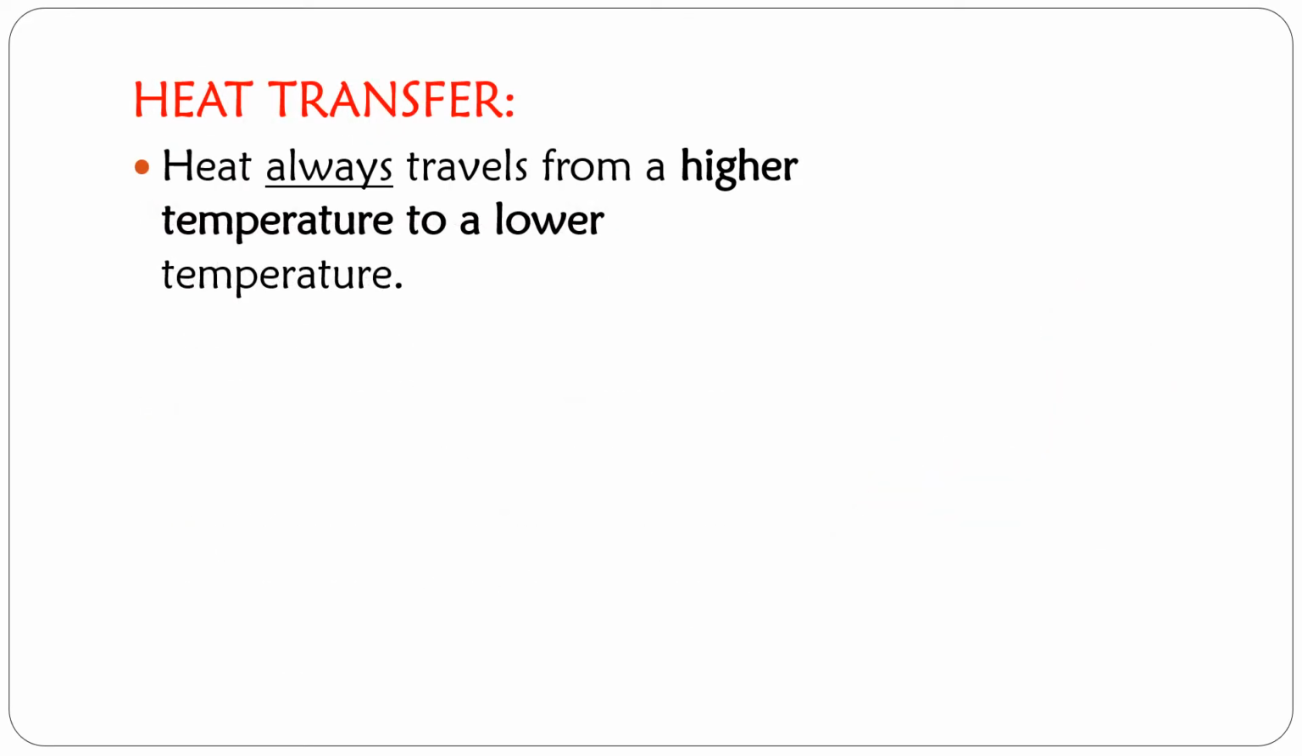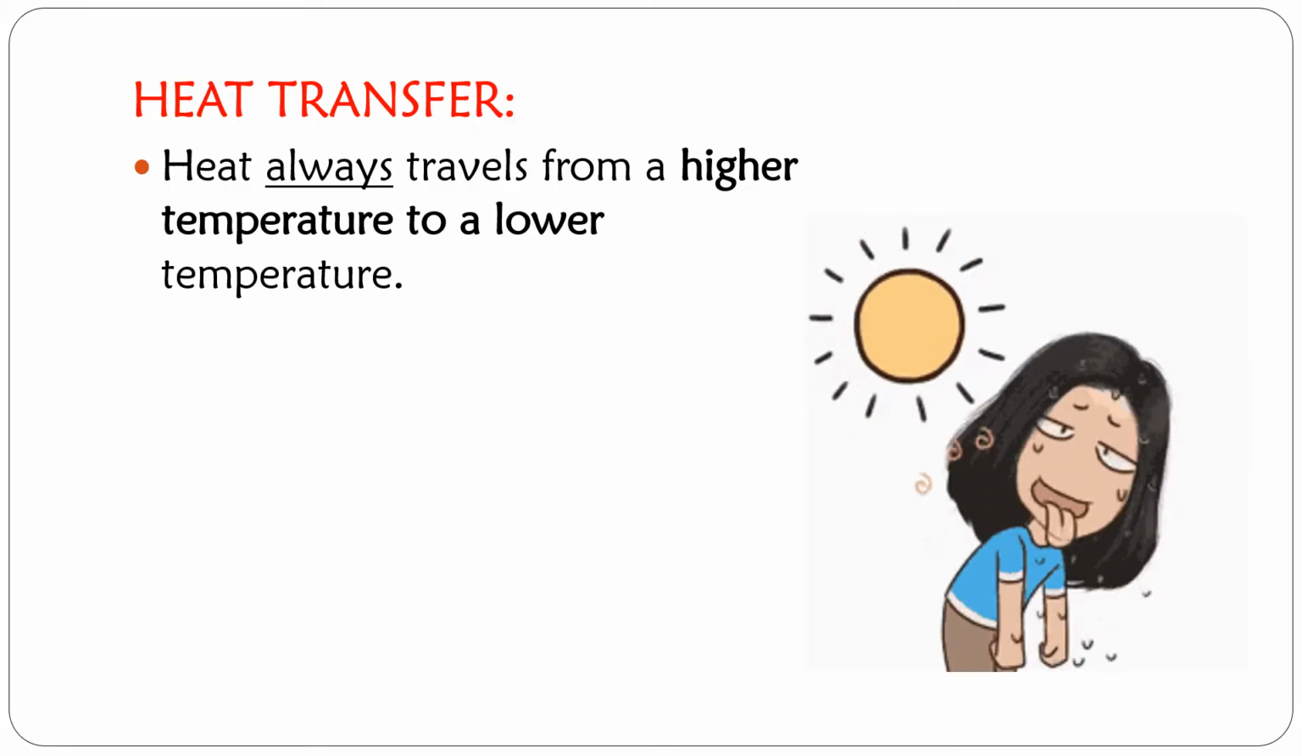So basically, when we talk about heat transfer, the most important thing to remember is that heat always transfers from an area of higher temperature to an area of lower temperature. So if you have a hot thing and a cold thing, heat will always transfer from the hotter thing to the colder thing. Okay? So let's say that's us during the summertime.